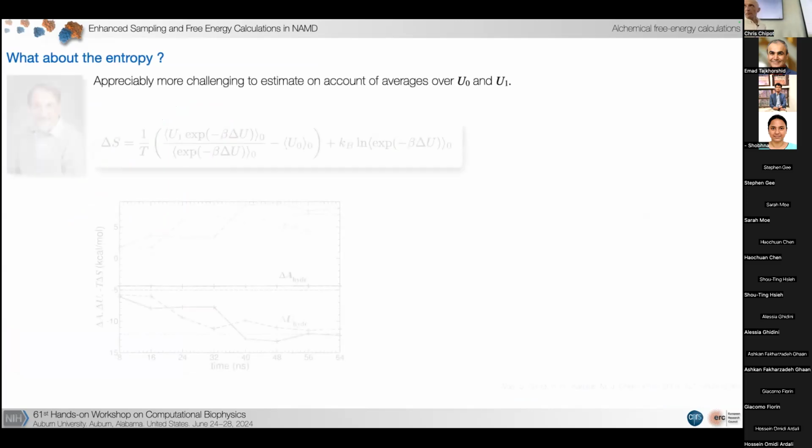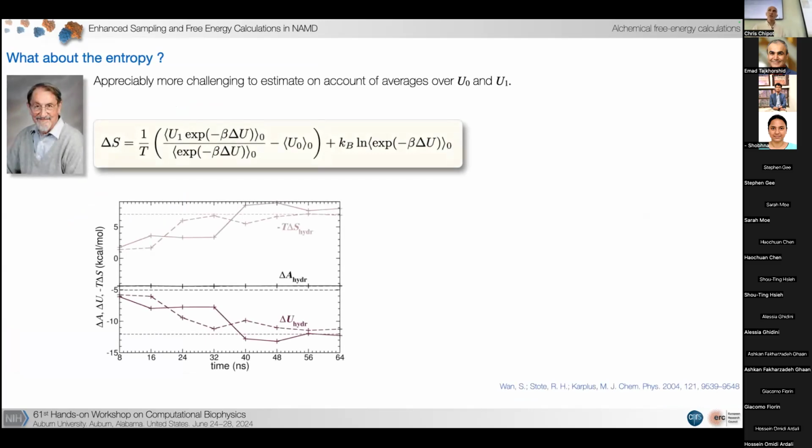What about entropy? So far we've talked about free energy, but can we get the entropy for the same price? What Martin Karplus proposed back in 2004 was a rewriting of the Zwanzig formula applied to entropy. So this is a perturbation formula. As you can see, this formula comes from the simple expression of delta G. Delta G equals delta H minus T delta S.